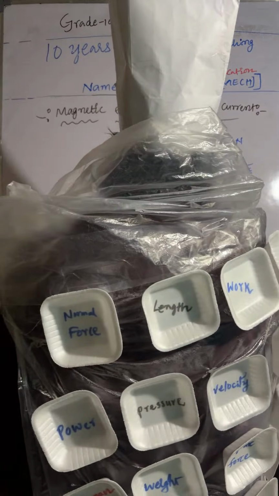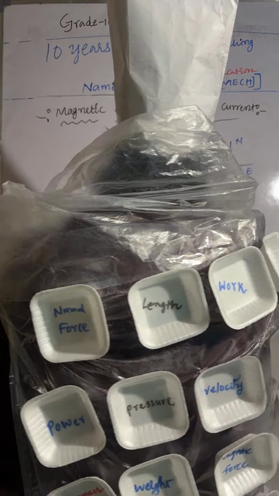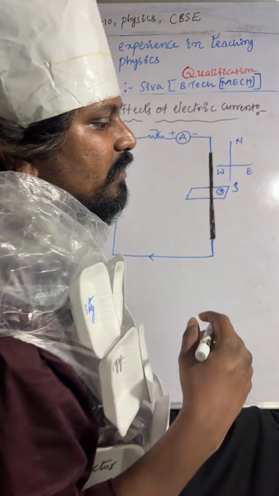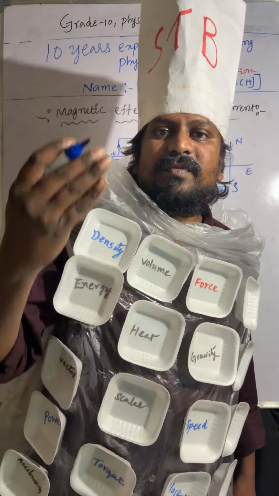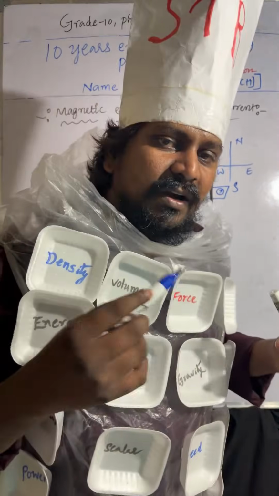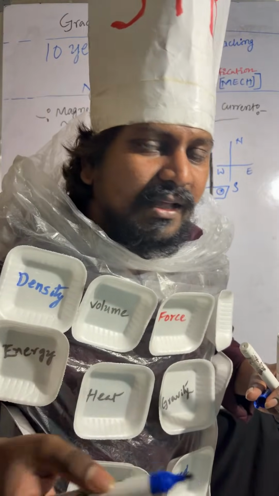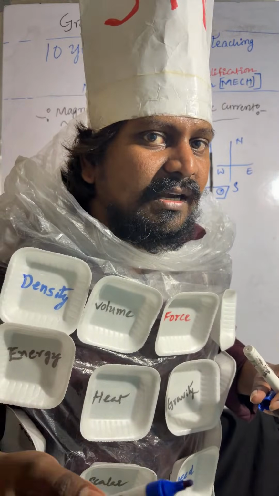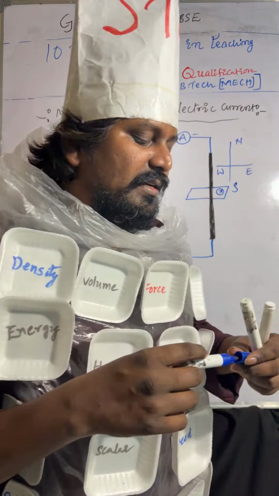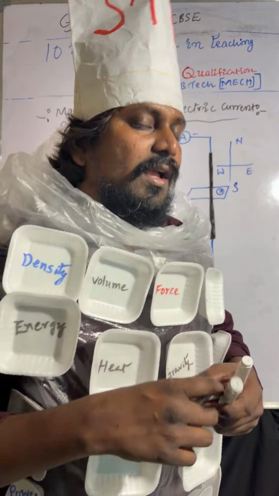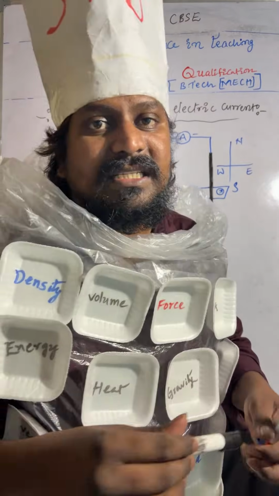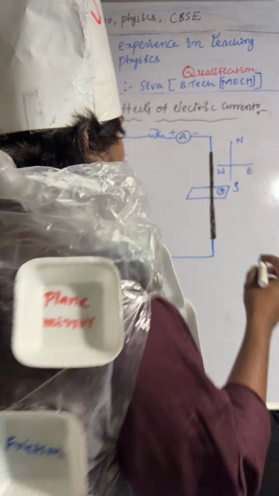So here you have to place the compass. Current is passing from north to south. Understood or not? If the current is passing from north to south, we know that a magnetic field will be created. A magnetic field will be produced around the conductor. We know that already, right? So when current is passing through the conductor, a magnetic field will be produced. How will the magnetic field be around the conductor? In the form of concentric circles.